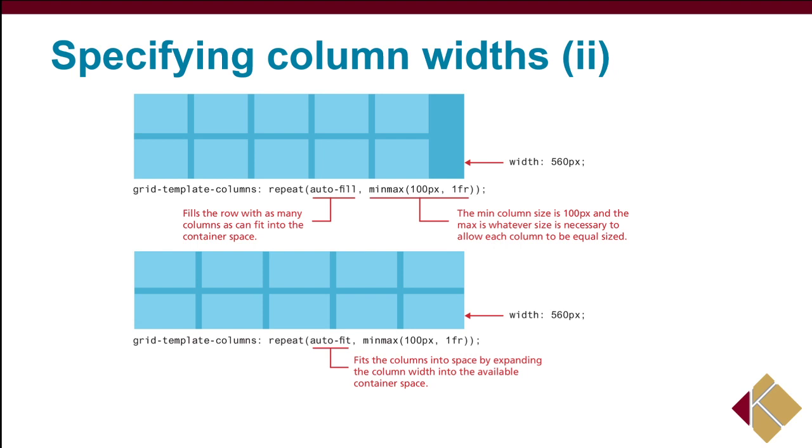Okay, here is another way to do it. This is using autofill and minmax. Autofill fills the row with as many columns as it can fit into the space. And then minmax: the minimum is the first value before the comma, the maximum is after the comma. So it's saying, I want you to put as many columns in this space as you can that are a minimum of 100 pixels wide and equally sized.